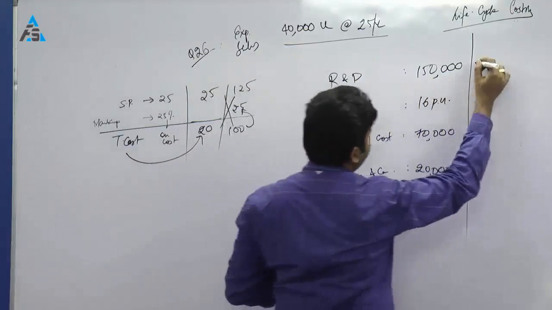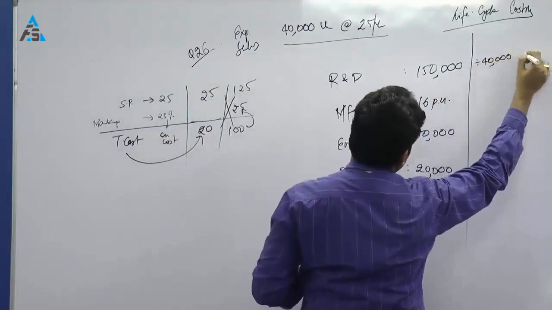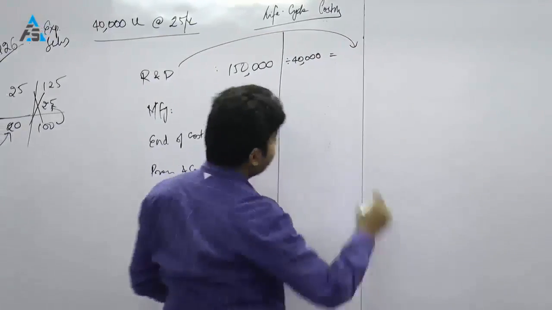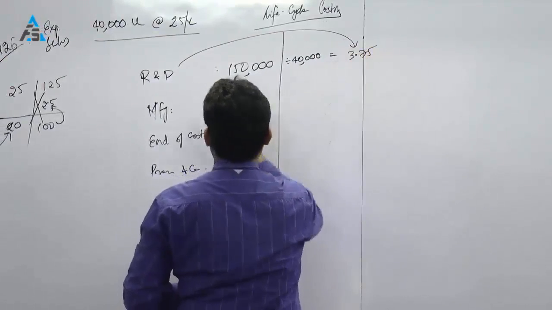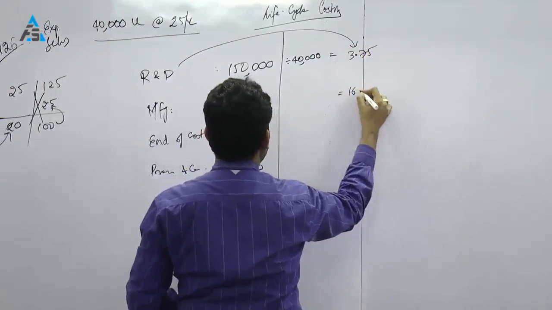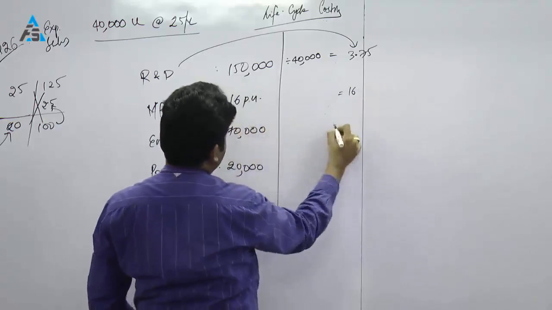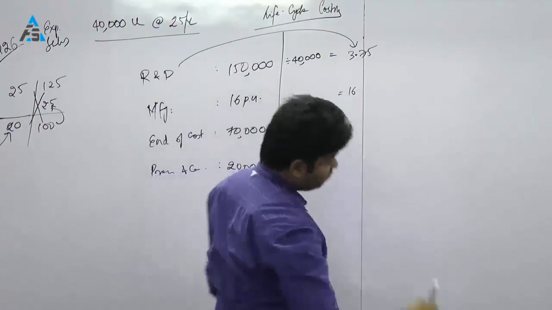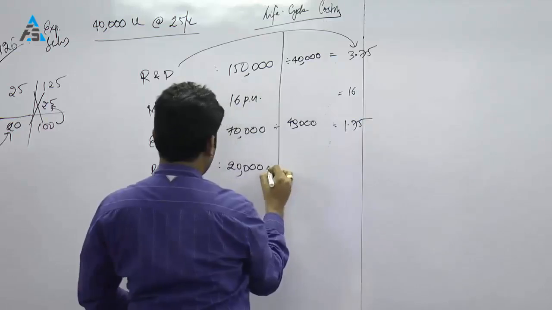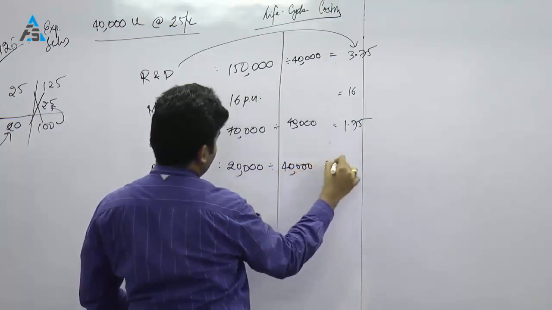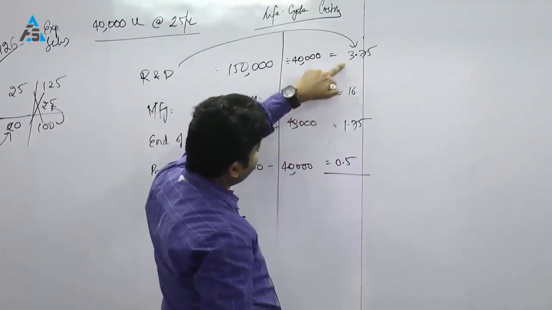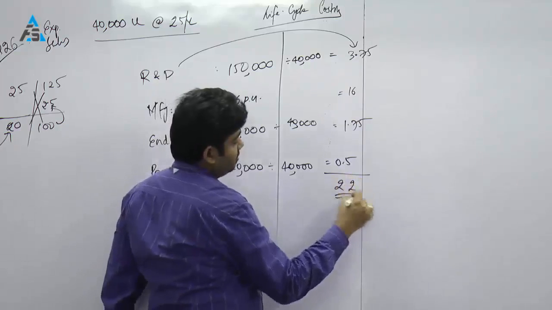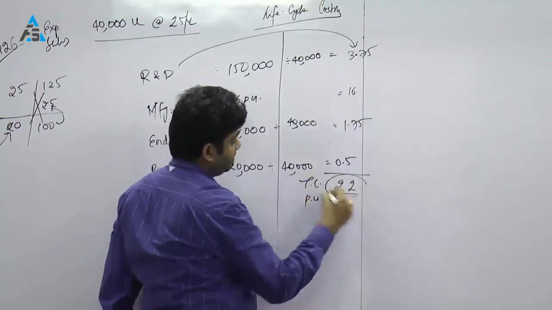So 1,50,000, if I divide by 40,000, I will get the R&D cost on a per unit basis. So 1,50,000 divided by 40,000 will give me 3.75. Then you have this which is already there on a per unit basis. Then you have 70,000 divided by 40,000 which will approximately be 1.75. Then you have 20,000 divided by 40,000 which will be approximately 0.5. In totality, the total cost per unit that we are going to incur is 22.